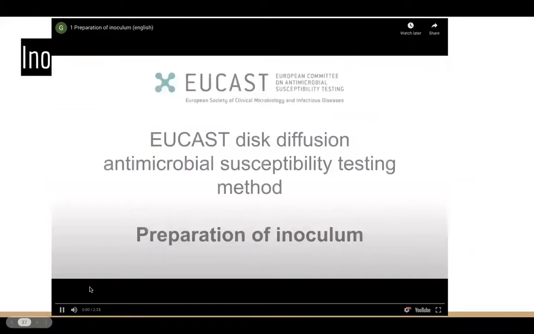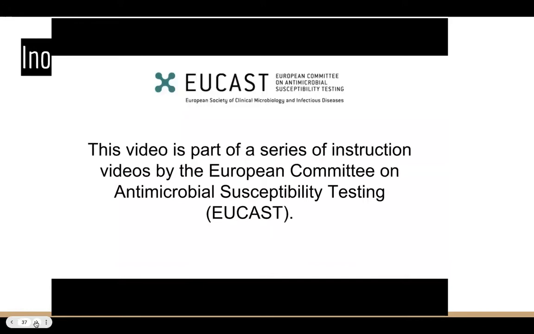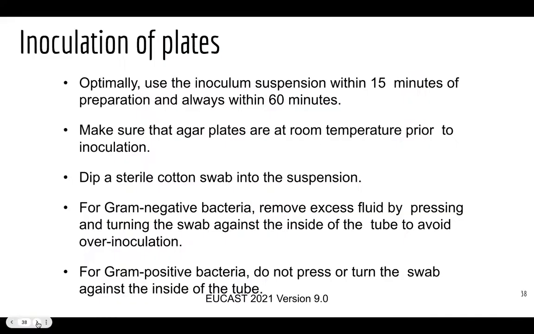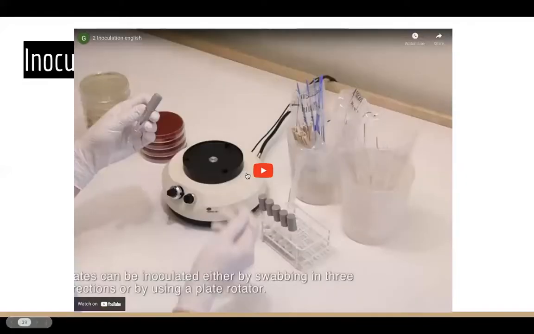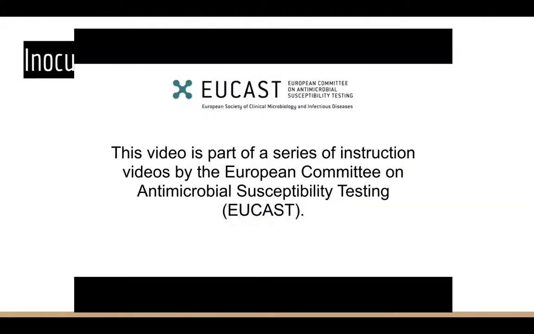Right, that's the first half, where you prepare the inoculum, and then this is part 2. What you want to do with that inoculum is inoculate the plates. There's a specific technique of doing this, so I think we'll play the video so you can see what's happening. You don't have to use one of these. They're using a machine to spin the plate, but you can make your own quite easily.